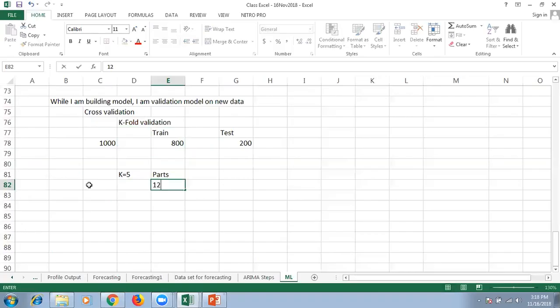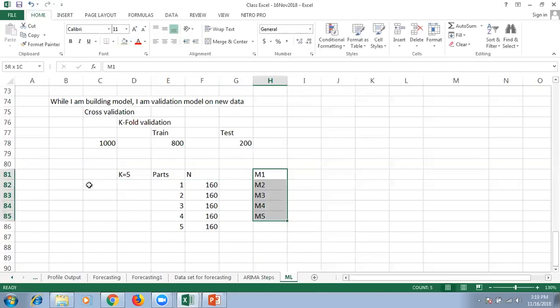Part 1 is 200 observations, part 2 is, sorry, not 200, 160 observations, 160, 160, 160, 160. So these are the number of observations in each part. This is N. Now when you are performing a K-fold validation, it will build 5 models: M1, M2, M3, M4, M5. So these are my 5 models.